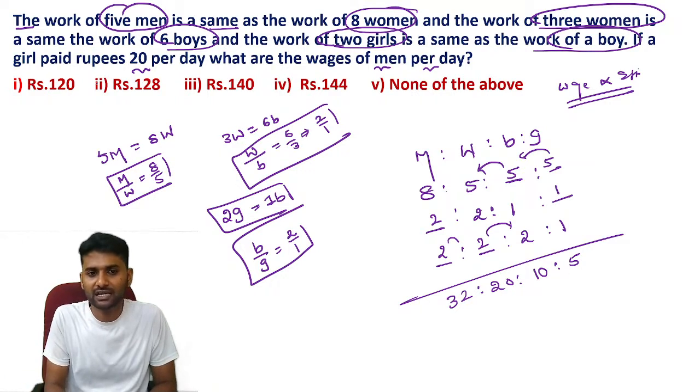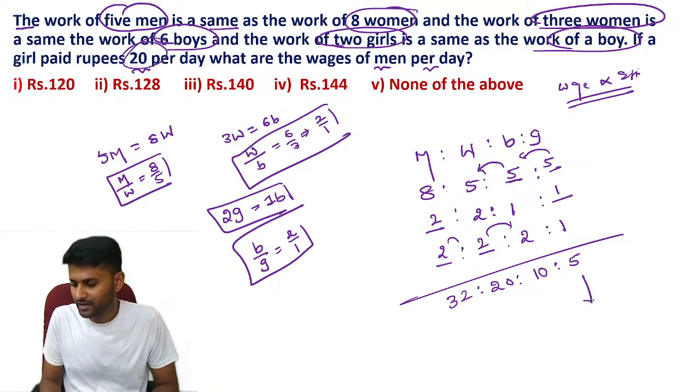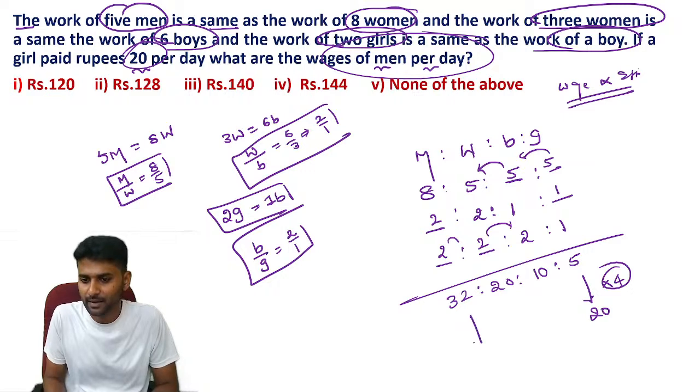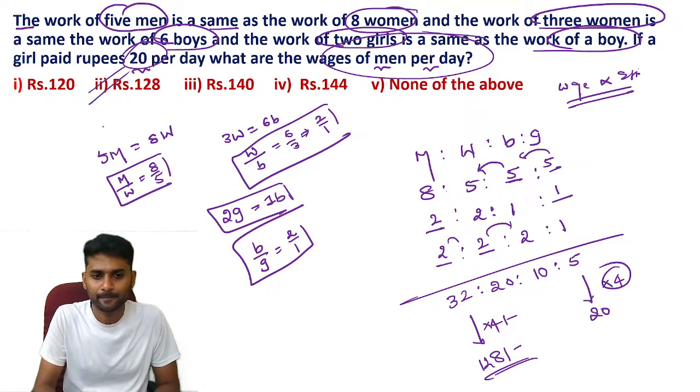Here the question: if a girl is paid 20 rupees per day, 5 units is equal to 20. So each unit is multiplied by 4. Now the question: what is the wage of men per day? For men we are going to pay 32 units. Each unit is 4 rupees. So we are going to pay 128 rupees.